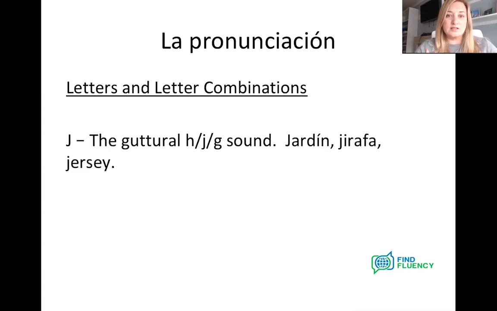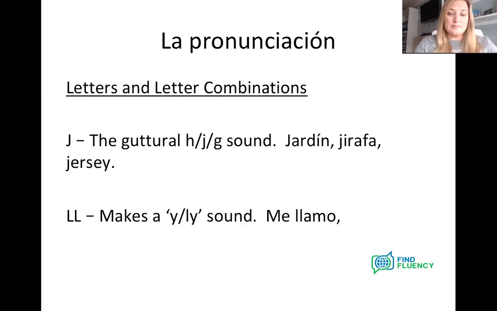J, we've got that guttural H sound again, like the G. So jardín, jirafa, jersey. You really need to practice that if you want to get it right. There really is nothing worse than hearing an English-speaking person saying, I don't know, en el jardín, okay? Los jardines del sol. It's really not nice, so you really need to practice that one. Jardín, jirafa, jersey.